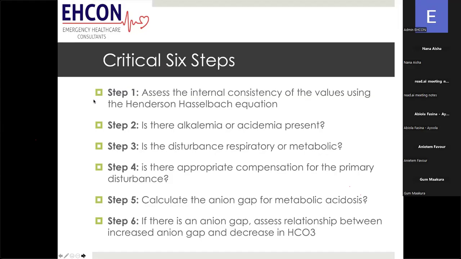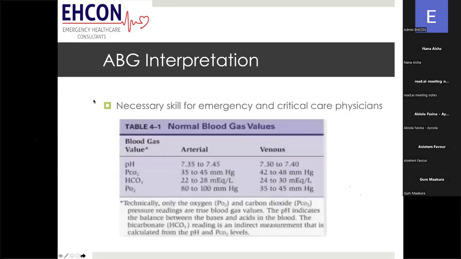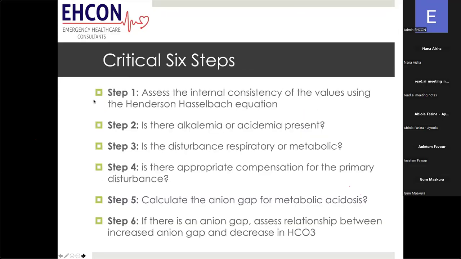Then the next step is to figure out if there's alkalemia or acidemia. We had discussed the fact that the normal pH is usually about 7.35 to 7.45. That's coming from our prior slide here. And so if it's below 7.35, acidemia is present. And if it's above 7.45, alkalemia is present.